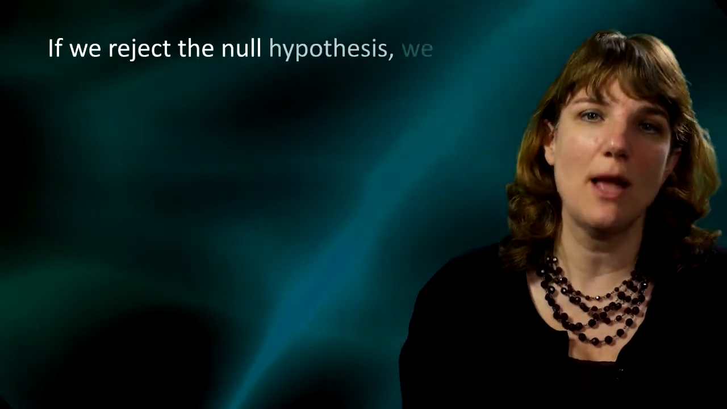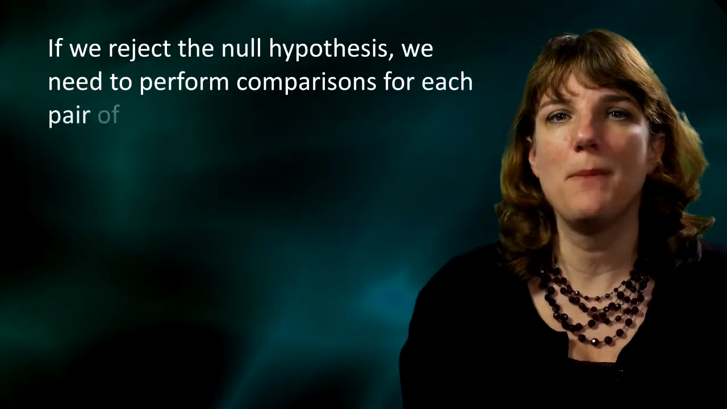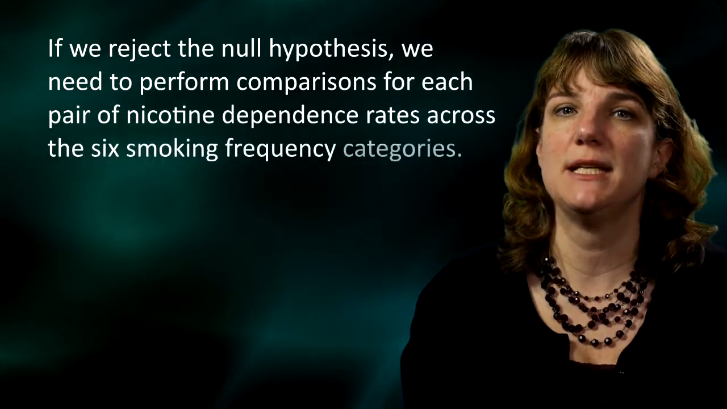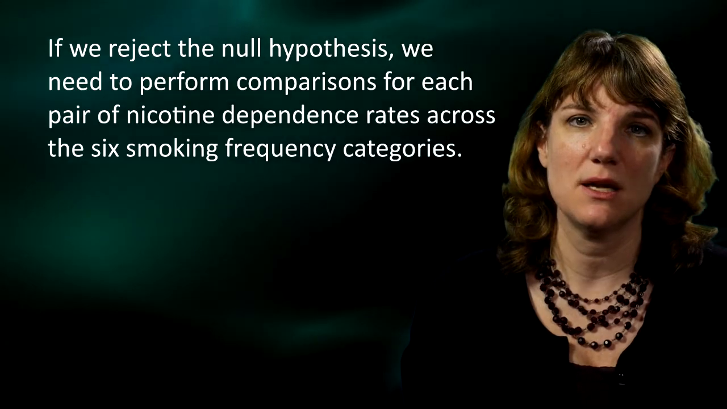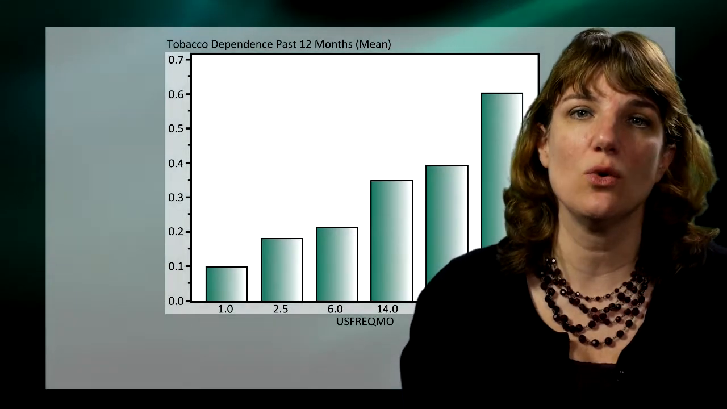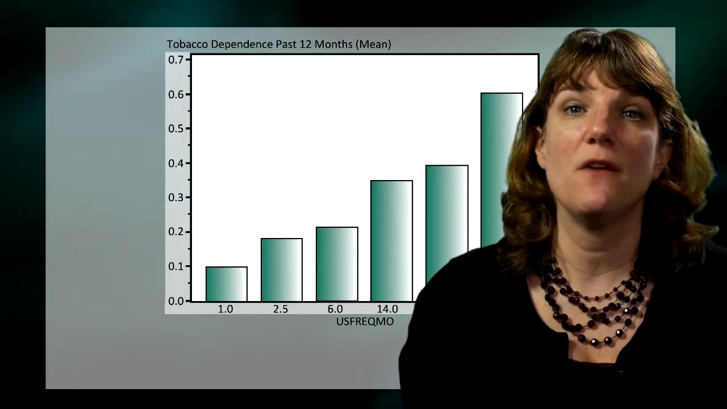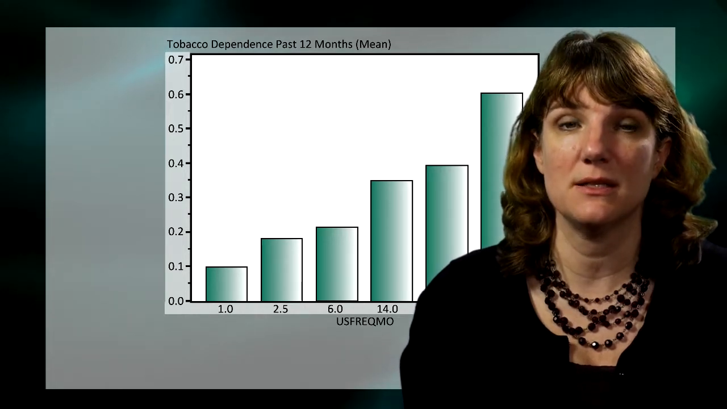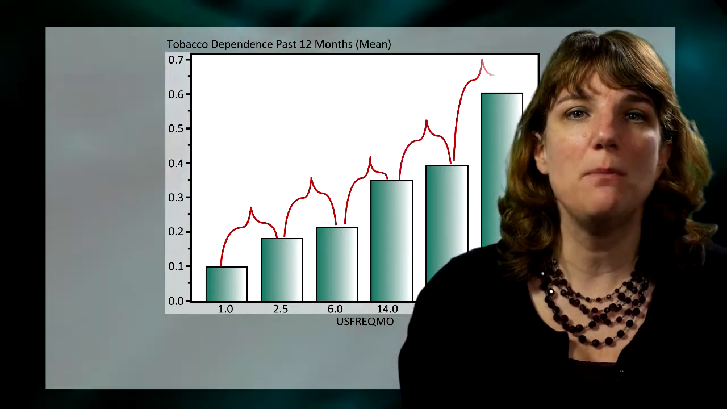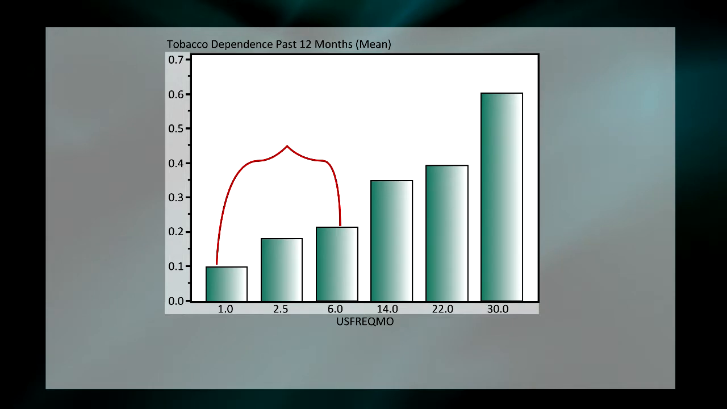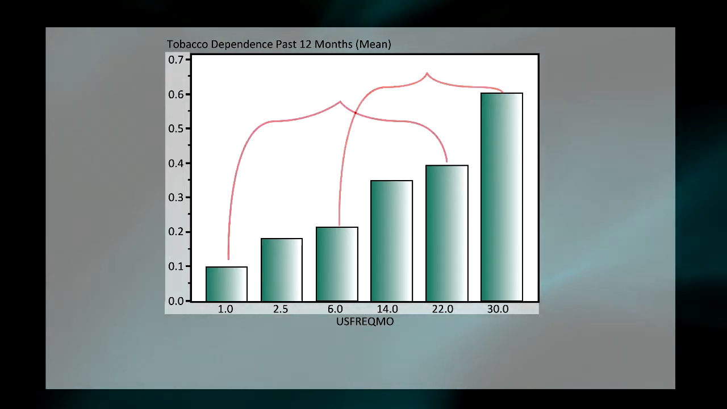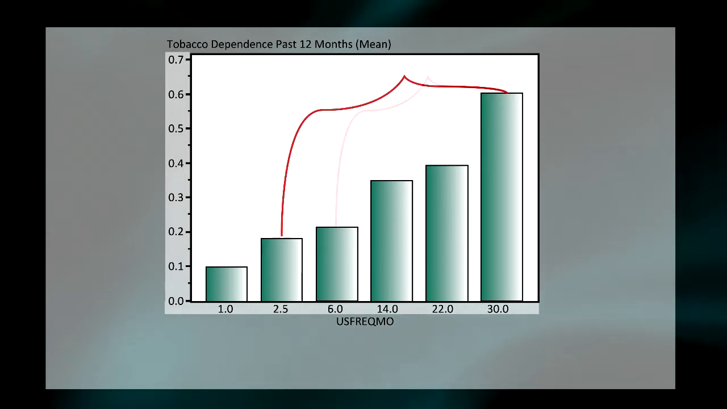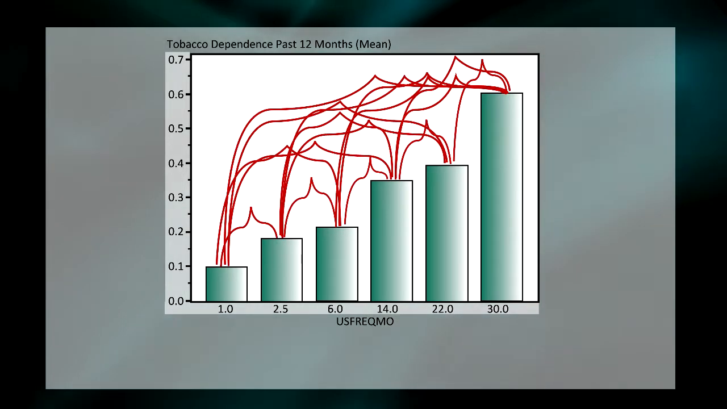If we reject the null hypothesis, we need to perform comparisons for each pair of nicotine dependence rates across the 6 smoking frequency categories. In the case of 6 groups, we actually need to perform 15 pairwise comparisons. With these red brackets, I'm illustrating 15 paired comparisons that we'll need to conduct. As you can see, there are so many, it's actually difficult to illustrate this graphically.